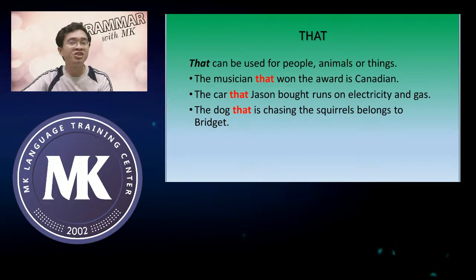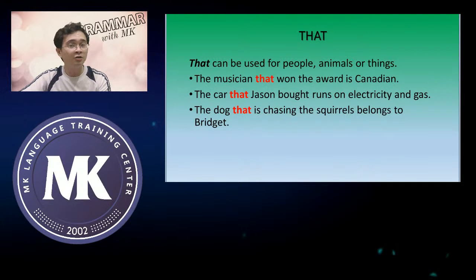And we have: The car that Jason bought runs on electricity and gas. We have car. Car is the subject and our verb here is runs on electricity and gas. And our relative clause here is that Jason bought, only that. Okay, that's all. So if you notice, we also have a subject and verb here again, but still it cannot stand by itself.